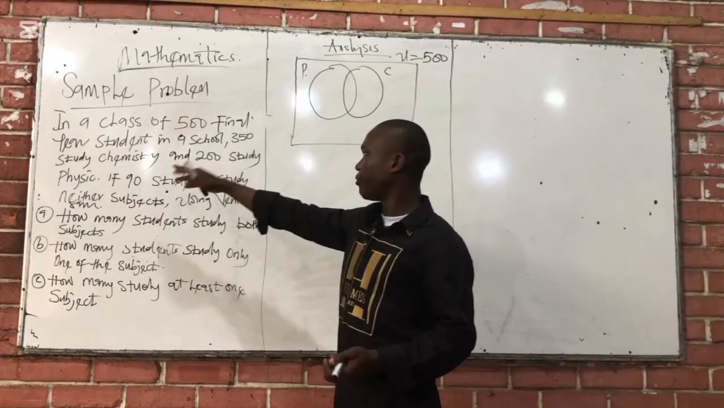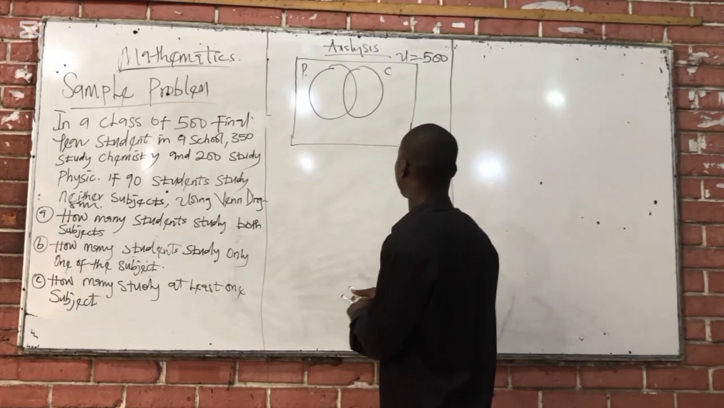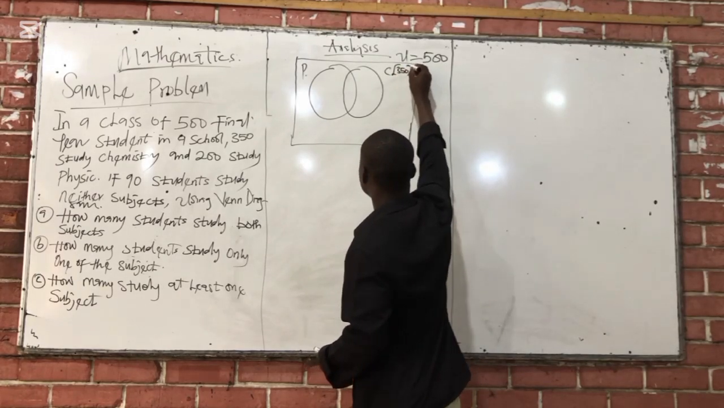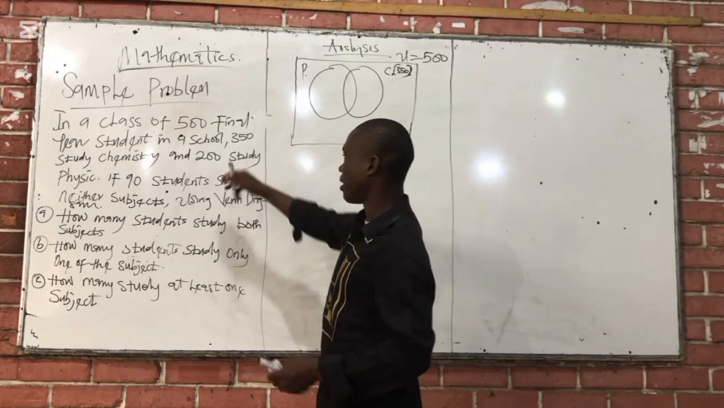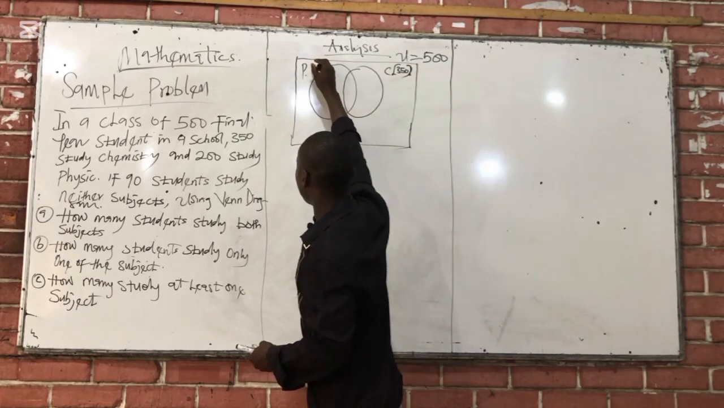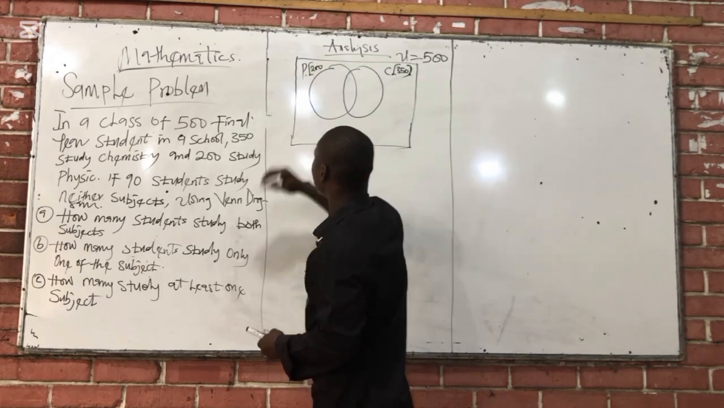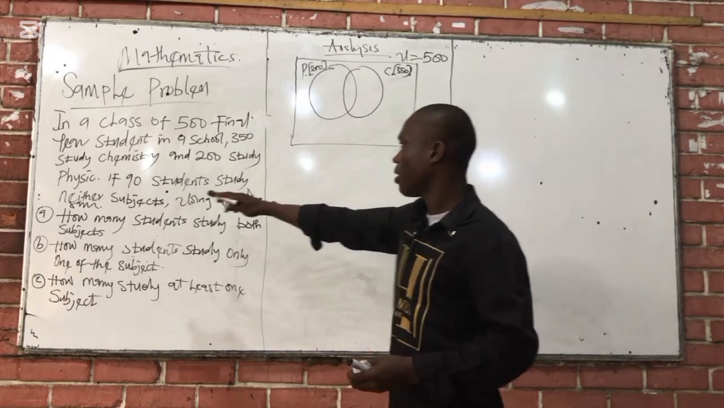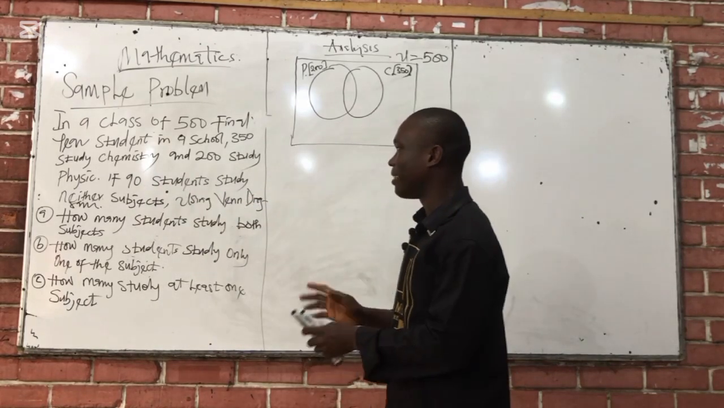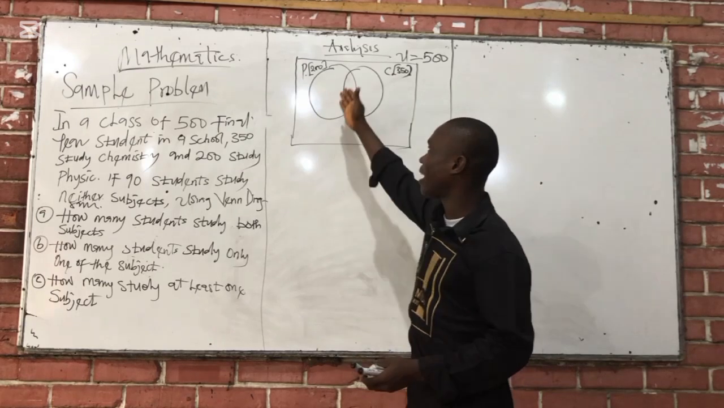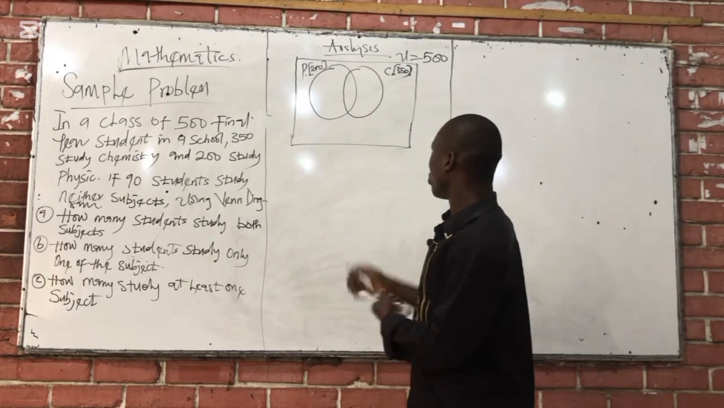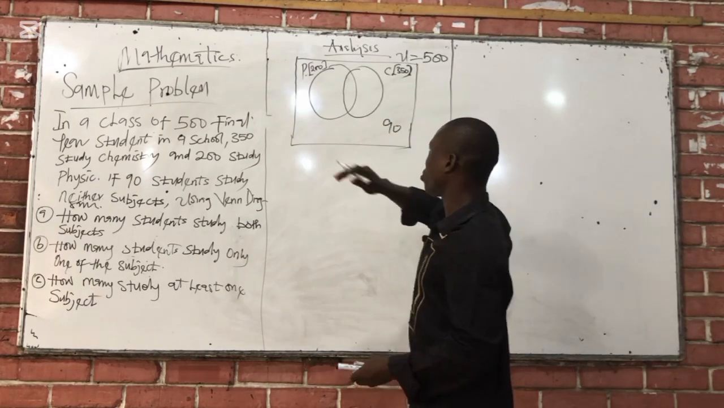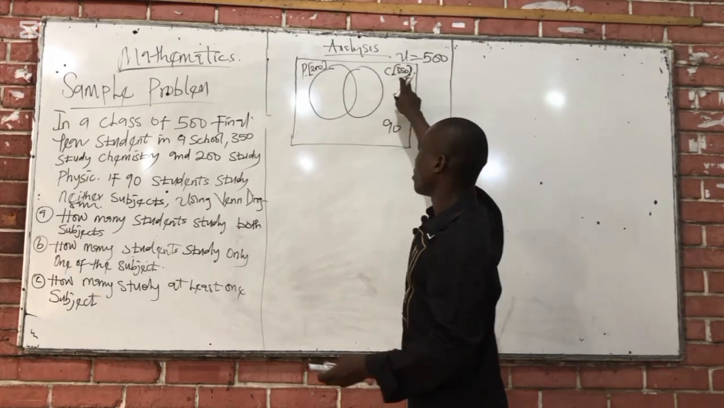In a school, 350 studied chemistry. So the number of students that studied chemistry is 350. And 200 studied physics. So the number of students that studied physics is 200. Now they said, if 90 students studied neither, that means 90 students studied neither physics nor chemistry. So it will be outside the sets, this place. It shows that 90 students studied neither physics nor chemistry.